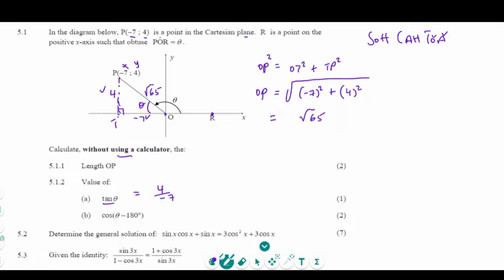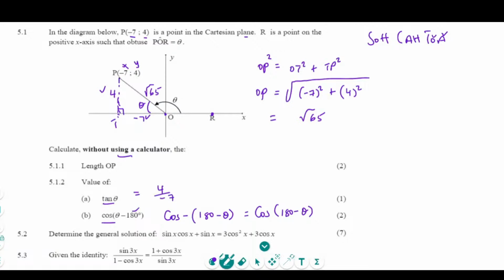Okay, then they want the cos of theta minus 180. This is a weird form. So we can change this, whereby we start with the 180 and then that angle. This can be done by factorizing out the negative sign, so negative into 180 minus theta. But we know that the cos of a negative angle is the same as the cos of a positive angle. So that will be the same as cos of 180 minus theta.